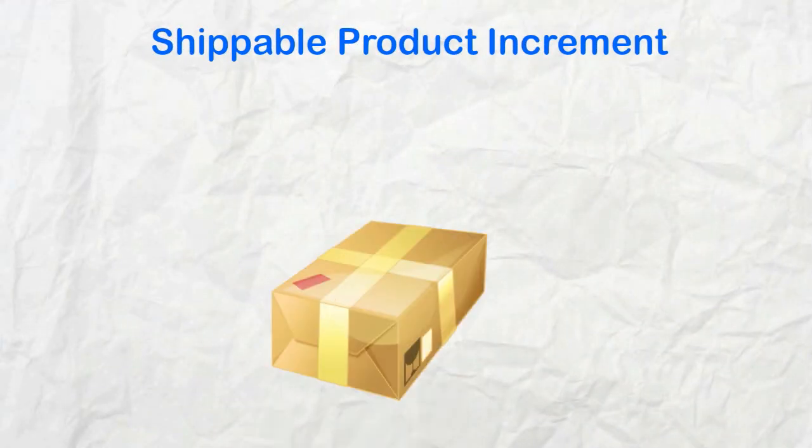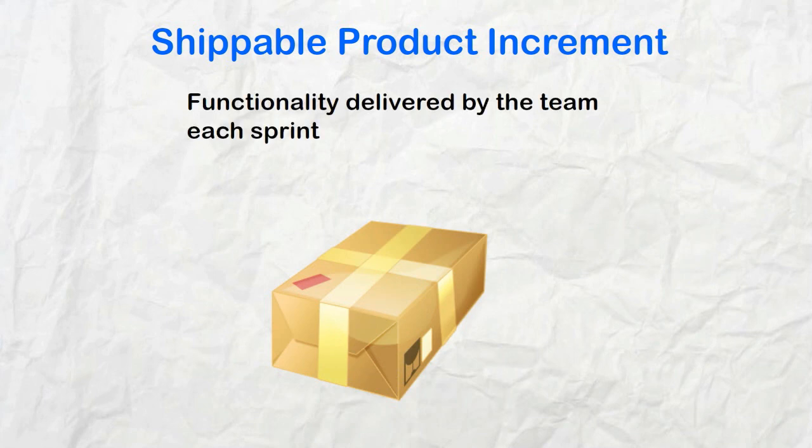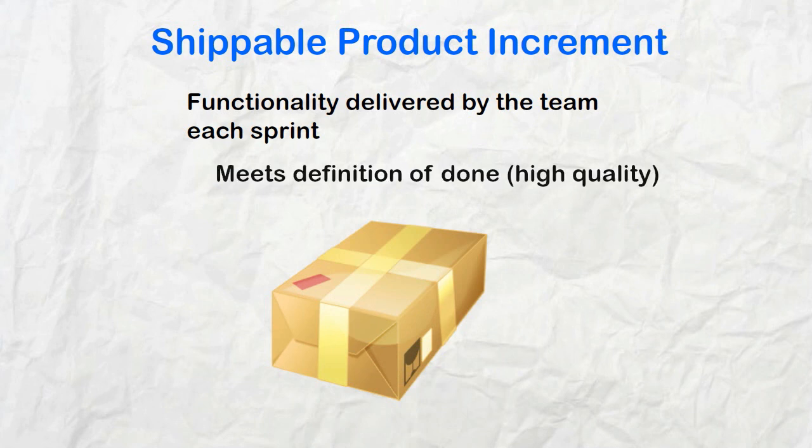Shippable Product Increment. This is a piece of functionality delivered by the team at the end of each sprint. It should be potentially shippable and meet the team's definition of done agreed at the start of the project.